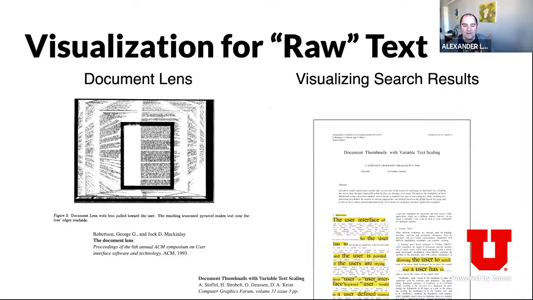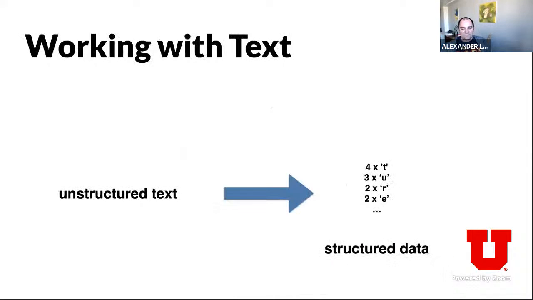Historically, there have been approaches like this. This is the Document Lens, an old paper from 1993. It's one of the early text visualization papers. But you could also do things like variable scaling when you search, or summarizing text interactively, like you can see here on the right. This is also still raw text visualization. But mostly what you want to do is infer some structure about the text.